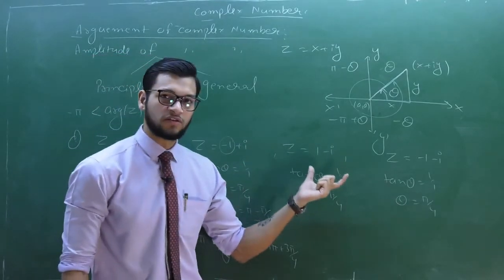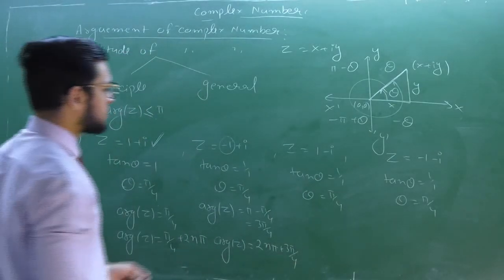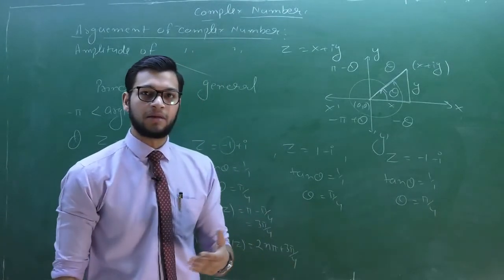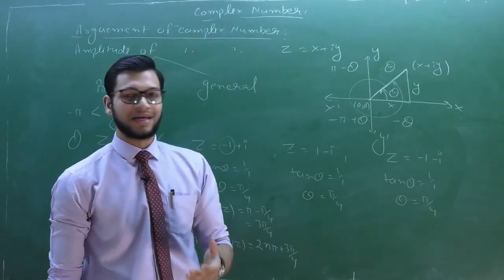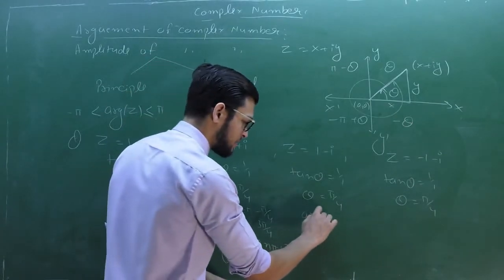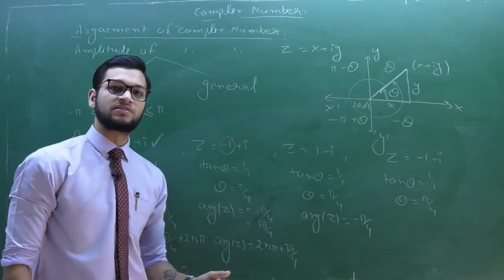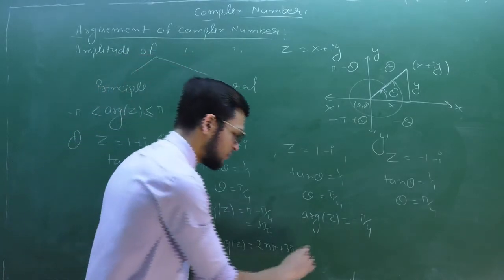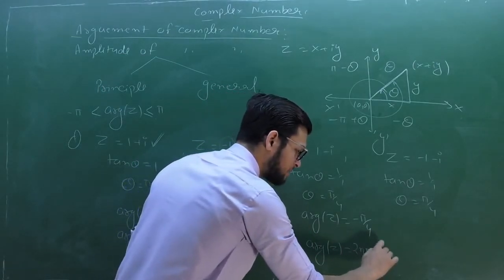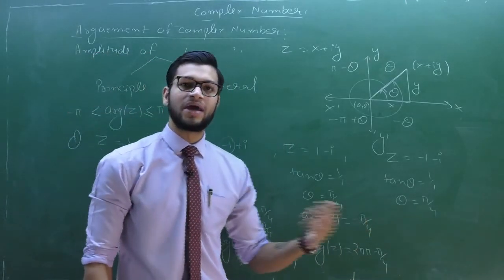Now if we proceed to the third one, we have 1 minus iota: 1 as the real part, minus 1 as the imaginary part. So the real part is positive but the imaginary part is negative. It means z lies in the fourth quadrant, so the argument of z will be minus pi by 4, because in the fourth quadrant we have minus theta. Or if you want the general argument, it will be 2n pi minus pi by 4.